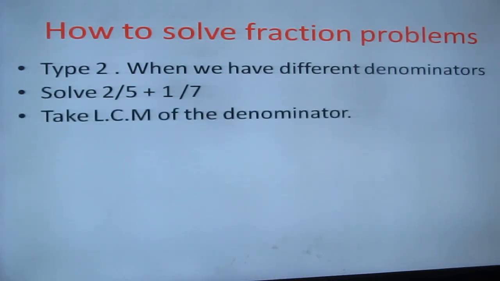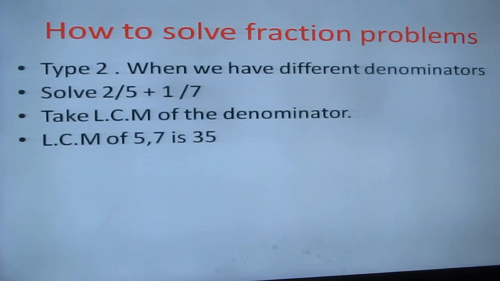So what is the LCM of the denominators? 5 and 7. 5 and 7 are distinct, so 5 times 7 is 35. The LCM of 5 and 7 is 35. Now what you have to do is make this denominator 35. How can you make this 5 into 35? You have to multiply with 7. How can you make the 7 into 35? You have to multiply with 5.